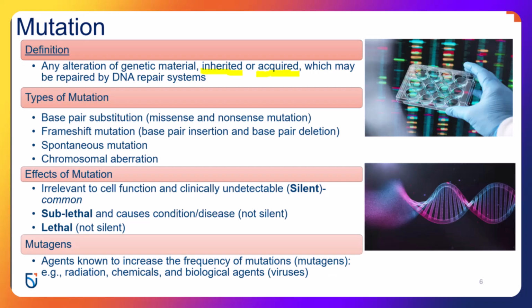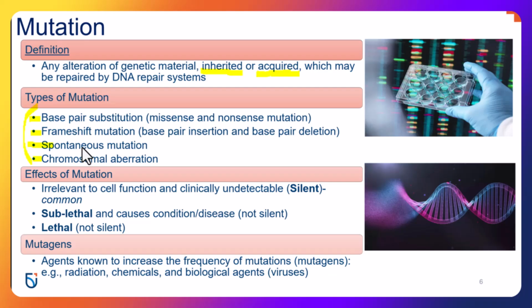There are several types of mutations that exist. So we have base pair substitution that exists as a missense and nonsense mutation, frame shift mutations that involve base pair insertions and deletions, spontaneous mutations, and chromosomal aberrations. I will be elaborating on these primarily, I'm spending quite a bit of time on these, but we'll talk about all of these on upcoming slides.